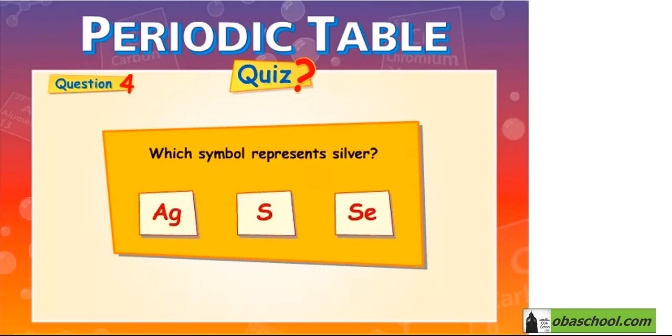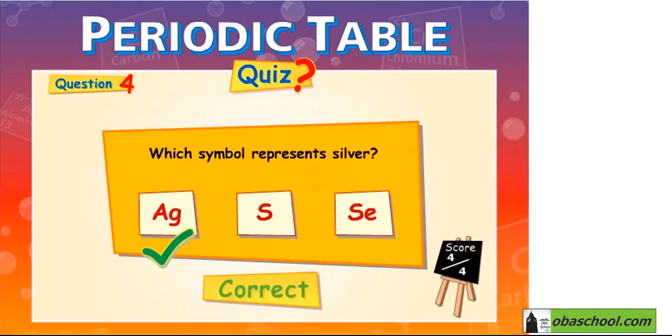Which symbol represents silver? Ag, S, or Se? Ag is the symbol of silver.